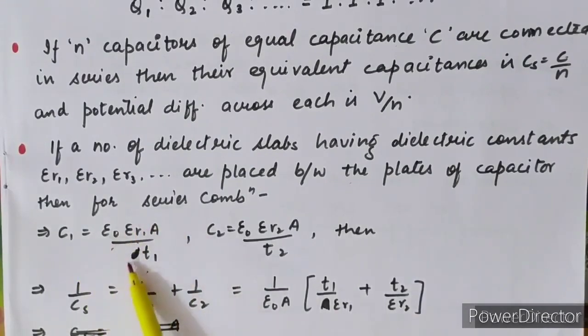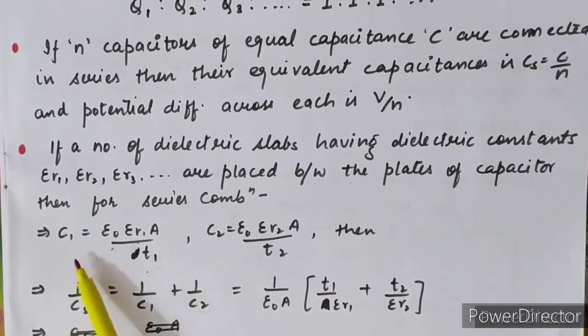This we have already calculated for the dielectric medium present between the plates of the parallel plate capacitor derivation. Maybe day before yesterday we had just discussed this. So C1, similarly C2 and so on. What is the formula of the equivalent value of capacitance?